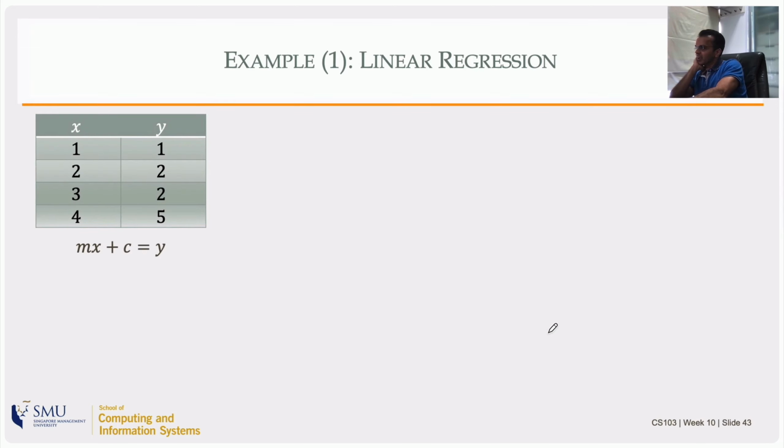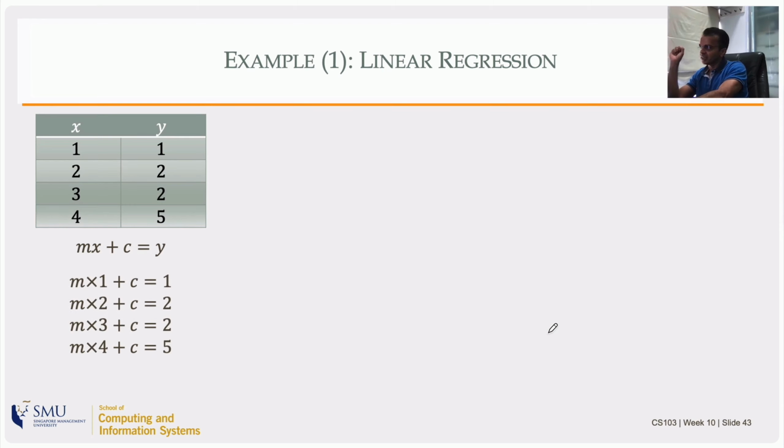I have data points, and what I'm saying is that there is a model mx plus c is equal to y. So I just put in different values for x and y in mx plus c equal to y, and I get 4 equations. I have 4 equations and 2 unknowns, m and c. So let's find out if there are solutions.